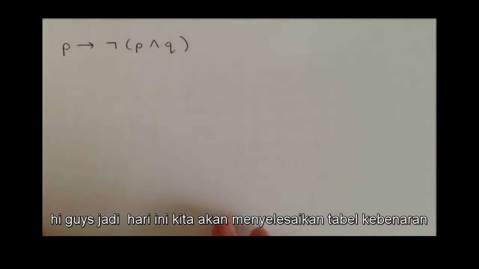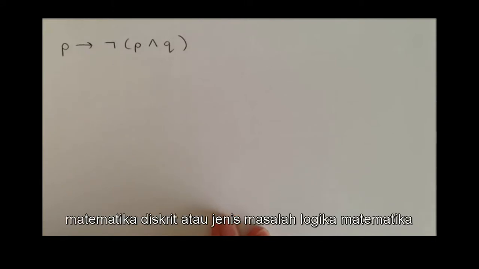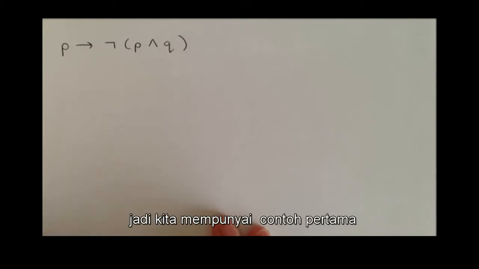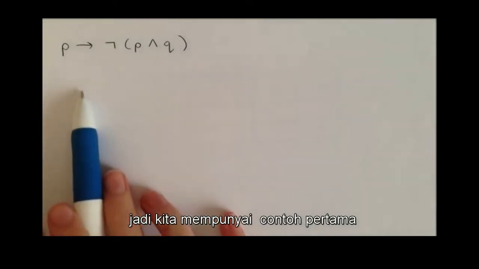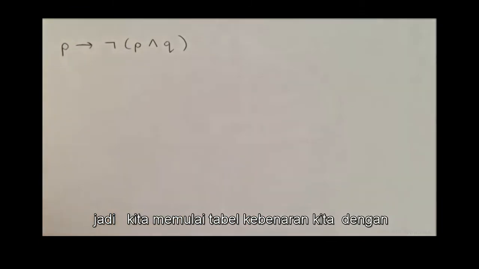Hi guys, so today we're working on truth tables. These can be found in sort of discrete mathematics or logic type problems. So we have our first example here. If P, then the negation of P and Q.